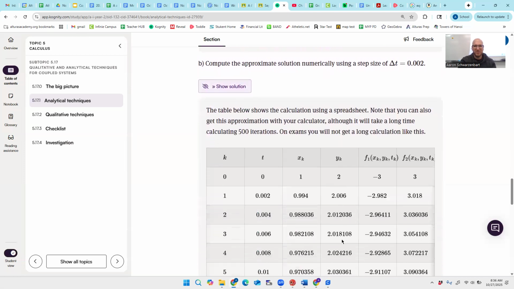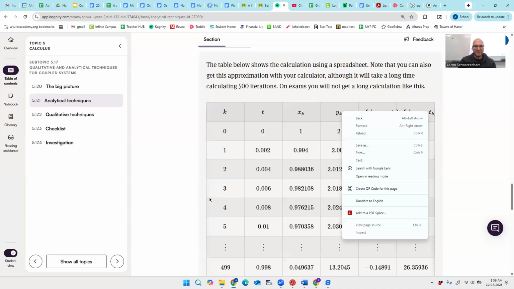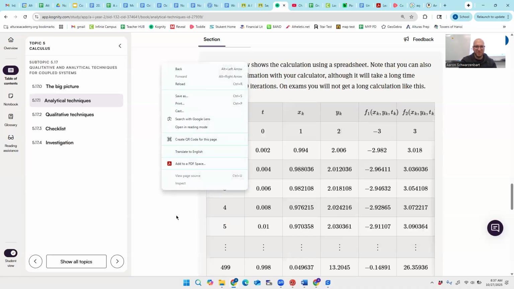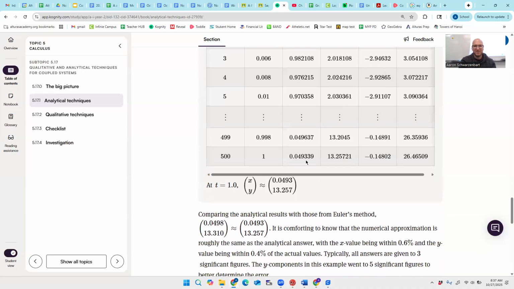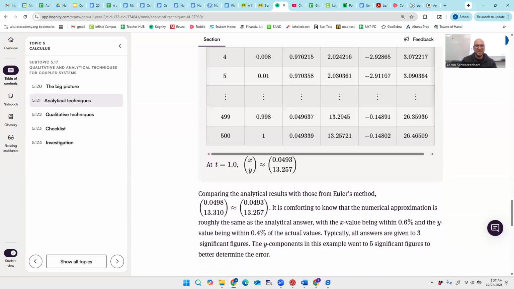Because you'd have to scroll down to 500. And yes, they just kind of jump through them, don't they? Until you get to x, y. And there you can see that they are pretty close. Euler's method going by 0.002 gave me a pretty good approximation.